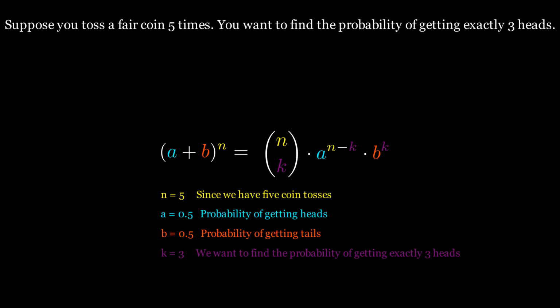Also, since we are calculating the probability, we can replace the left side of the equation with P(k) to represent the probability of getting k heads. Substituting these values in the equation, we get 5 choose 3 times 0.5^3 times 0.5^2, which is equal to 0.3125. This concludes our discussion on the binomial theorem and its applications in probability.